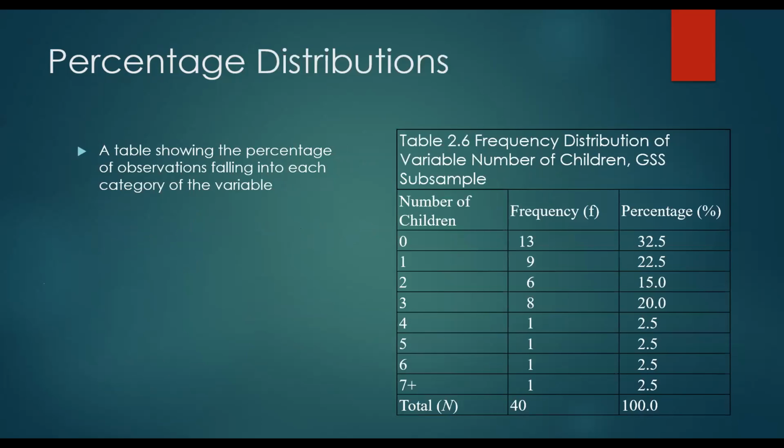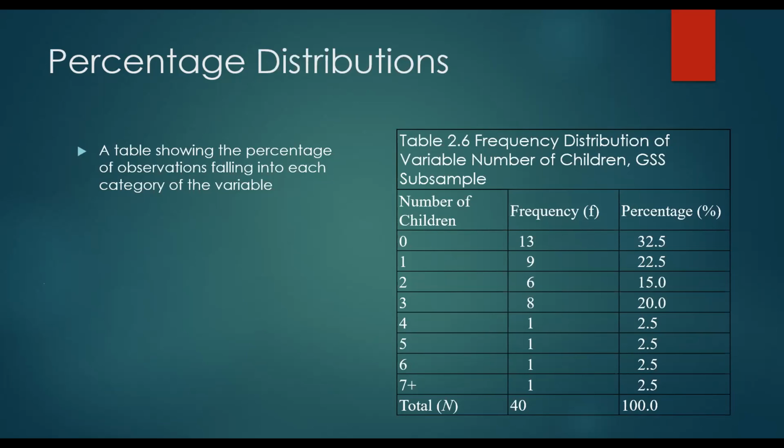So let's look at a slightly different example. This is the frequency distribution of the variable number of children. So this is the number of children per household and the frequency of it within a specific sample. This is a sample of 40 families, and they asked them, how many kiddos do you have in your family? And as you can see, 13 of them had no children, 9 families had 1, 6 had 2, 8 had 3, and then you can see it's ones all the way down the bottom for families of 4 all the way to 7 or more.